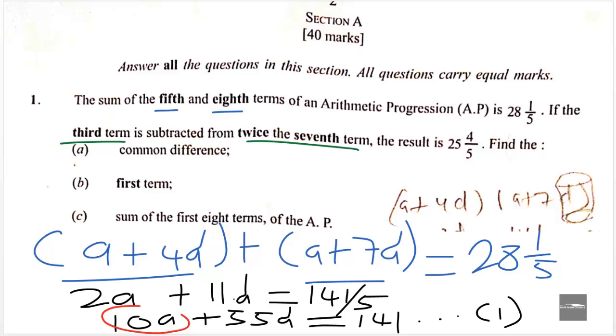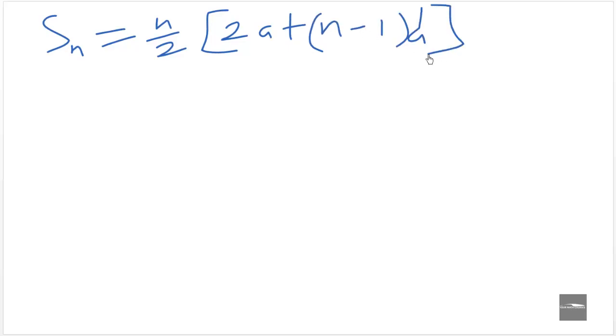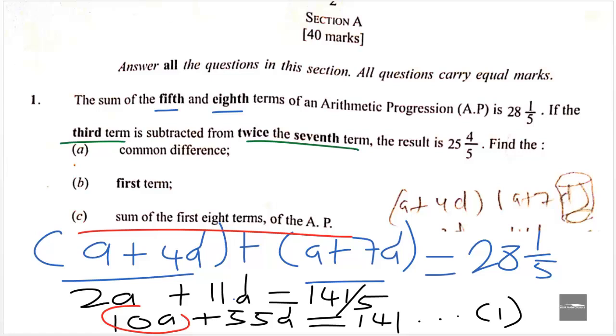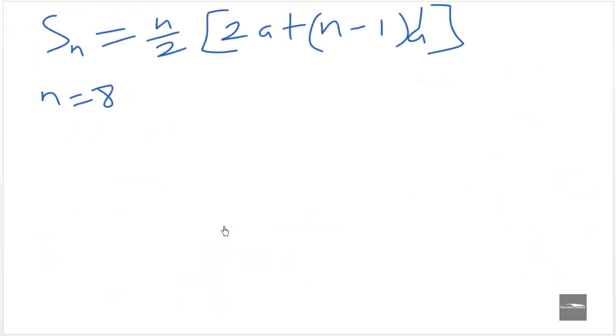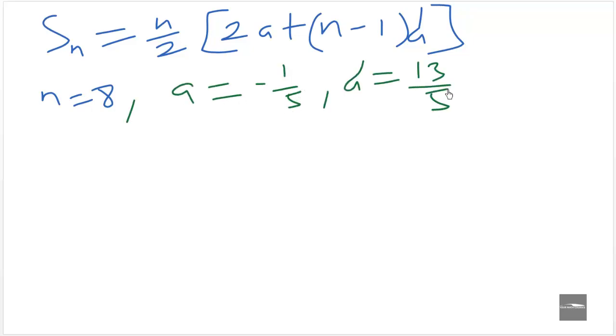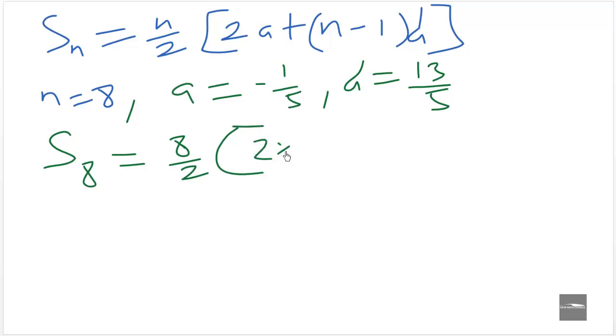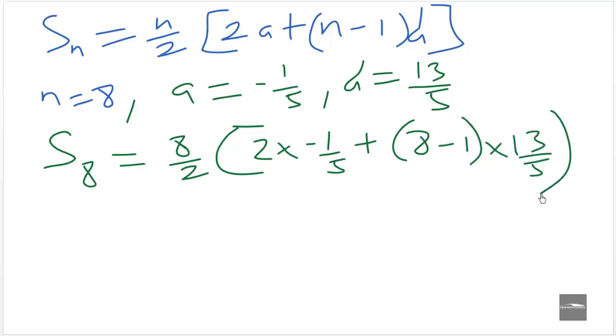Now we are supposed to find the sum of the first 8 terms of the AP. So the sum of terms is given by this formula. We substitute n equal to 8 because we are finding the sum of the first 8 terms. We know a to be negative 1 over 5, d to be 13 over 5. So the sum of the first 8 terms will be equal to 8 over 2 times 2 times negative 1 over 5 plus 8 minus 1 times 13 over 5.